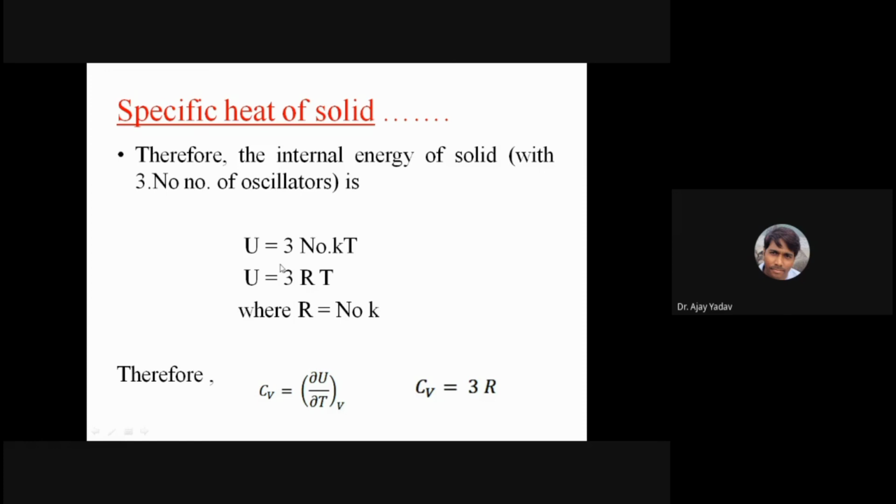So if you take the derivative of this with respect to the temperature, you have U equal to 3RT. So it comes out to be 3R. And this is what was the observation by Dulong and Petit, that most of the solids have the heat capacity at constant volume equal to 3R. Okay, that was the observation, and they derived the formula, which is the same 3R.